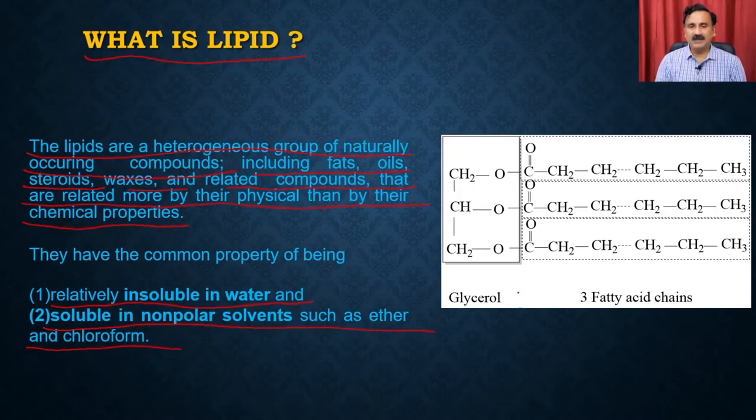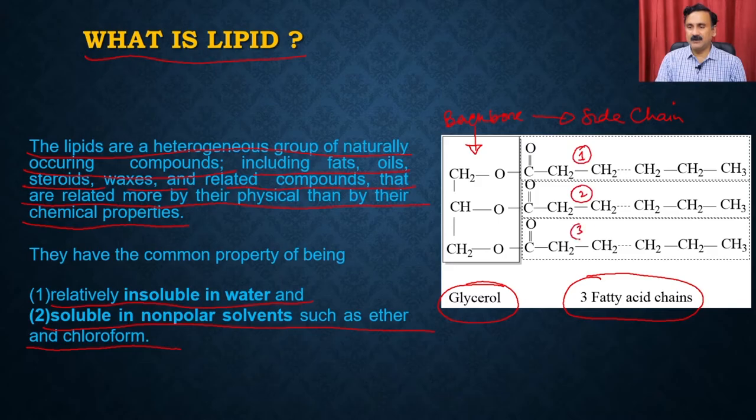So what you see here is that a typical lipid has two components. One, it has a backbone, and then it has the side chains. The backbone is mostly present as glycerol. So it has the glycerol or alcohol backbone, and then it also has the fatty acids. You can have three chains of fatty acids. This is chain number one, this is number two, and this is number three.